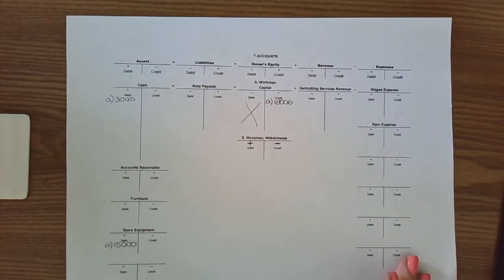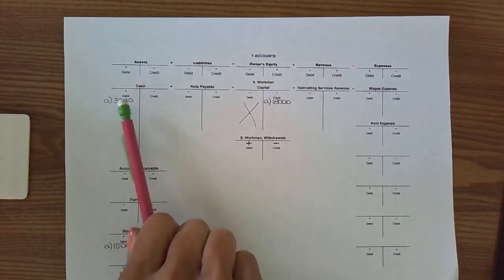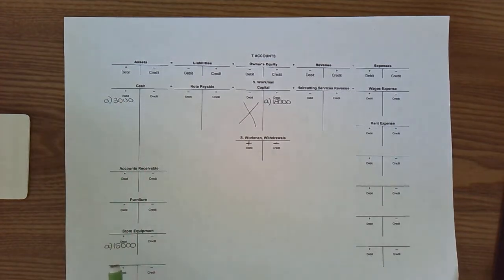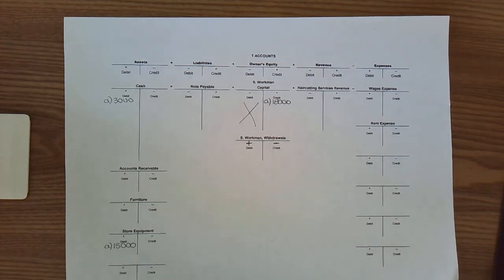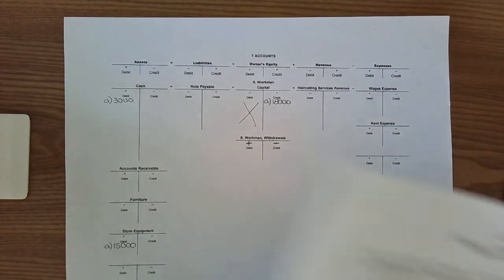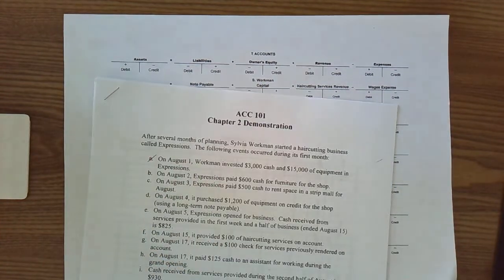So again, our debits have to equal our credits, so 3,000 plus 15,000, that's our debits, and that's going to equal 18,000 for the credit side. So that's our first transaction, letter A.